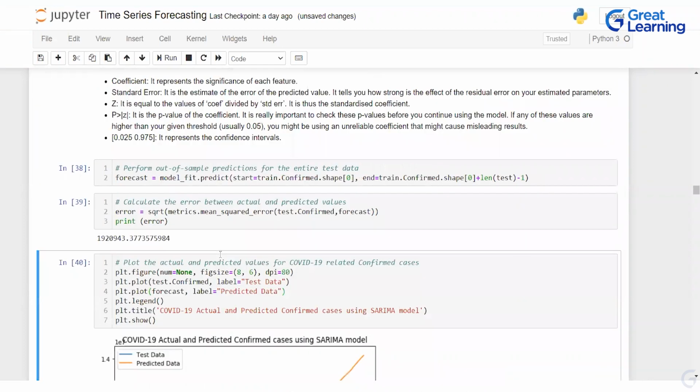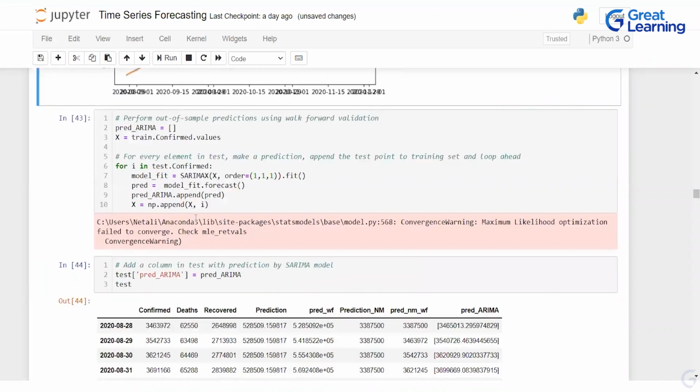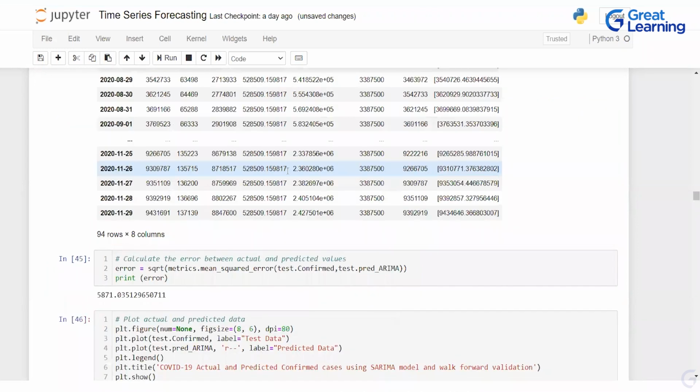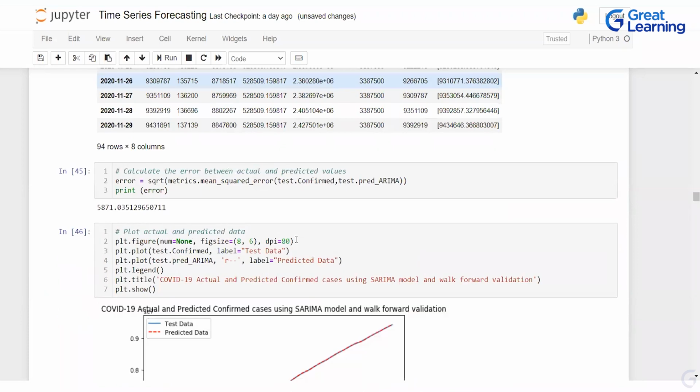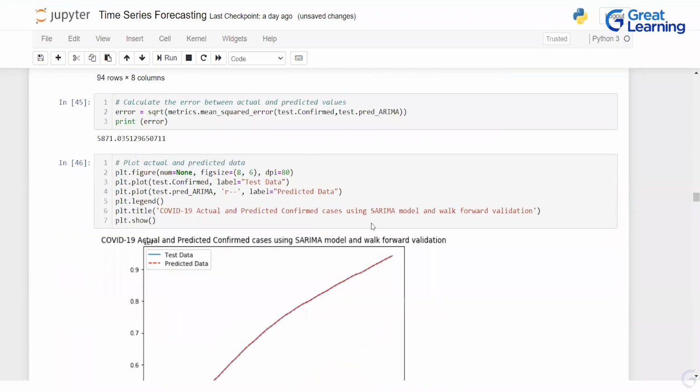Okay, SARIMAX, all these things you guys know. I'm just forecasting it further, predicting it and storing it. So I'm skipping this. I'll come to the SARIMAX part. So this is with walk forward validation that I did. And with walk forward validation, if you see, this is overlapping exactly.